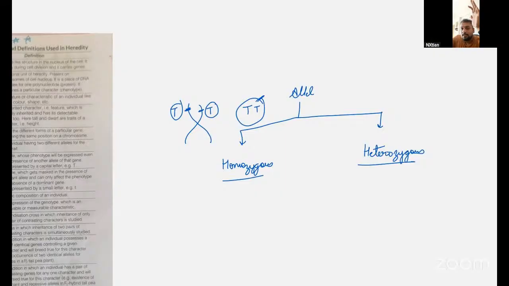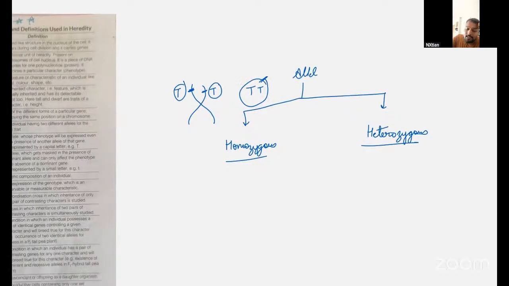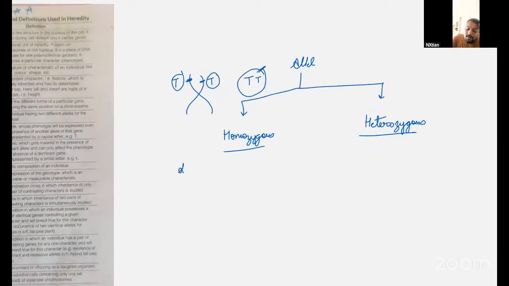Allele is basically the gene which is present on the chromosome. Simple as that. It's a type of gene which is present on the chromosome. Now, alleles are of two types. First is homozygous and the second one is heterozygous. Homozygous means if the same allele is present, it is called homozygous. And heterozygous means different alleles are present on a chromosome.